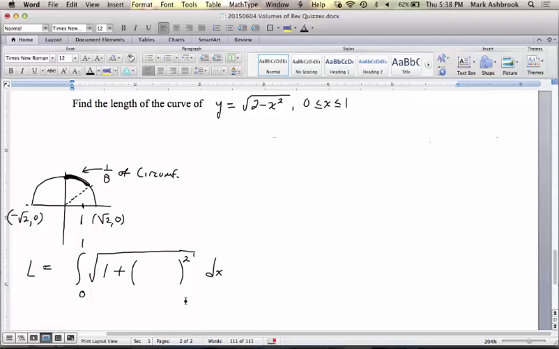Justin, did you get it? Yeah. I got negative x times 2 minus x squared to the negative 1/2. That's right. That's what you should have gotten. Okay, because we're going to have 1 over 2 times the radical of this thing, and then times negative 2x. And then your 2's cancel. So that's the derivative, dy dx, for that.